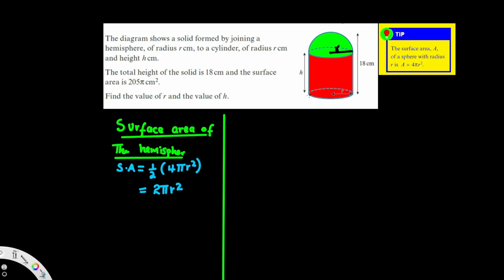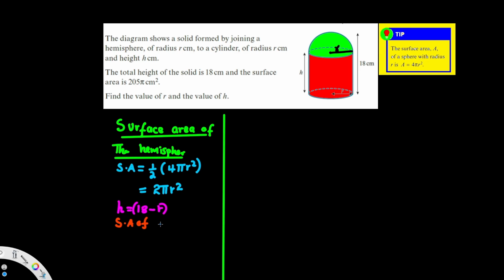Now we also need to understand that the height was given as h, but the total height of the solid was 18 centimeters. How can we find h? Since the radius of the hemisphere is r, it means the remaining part of the height is going to be 18 minus r, and that's why I've said h equals 18 minus r.